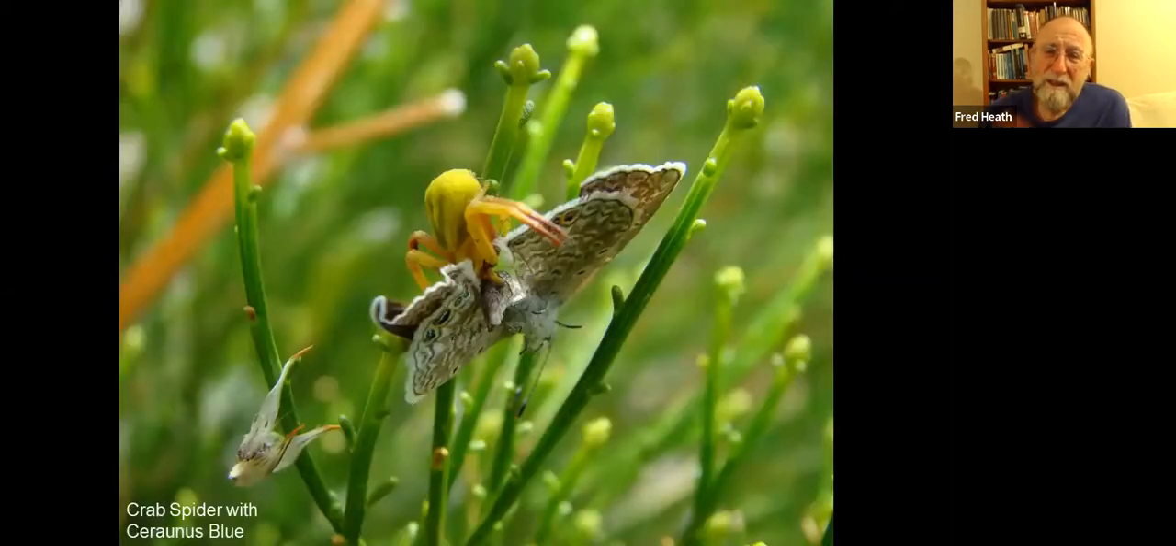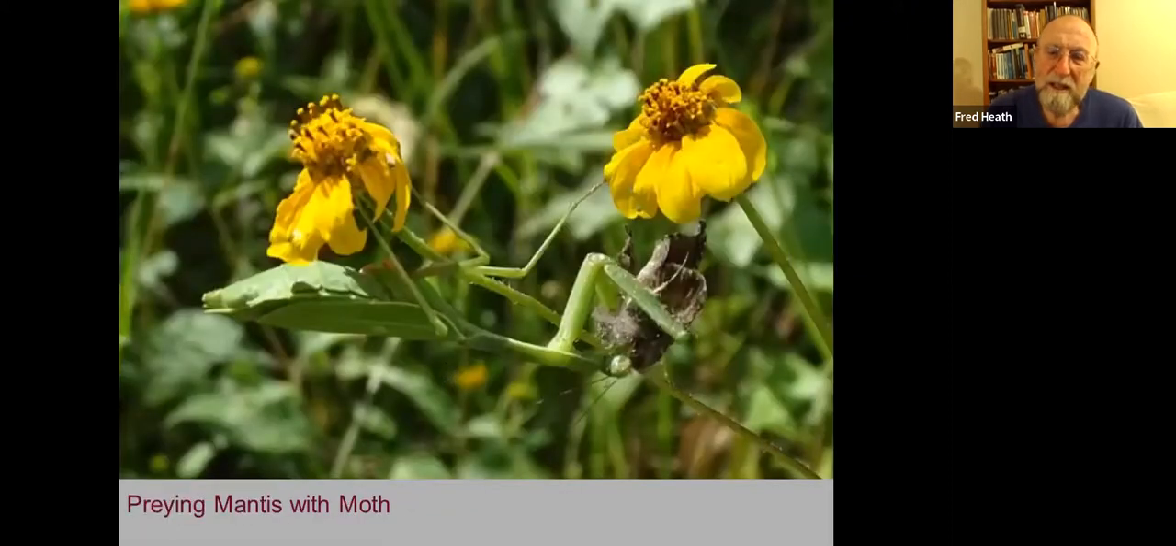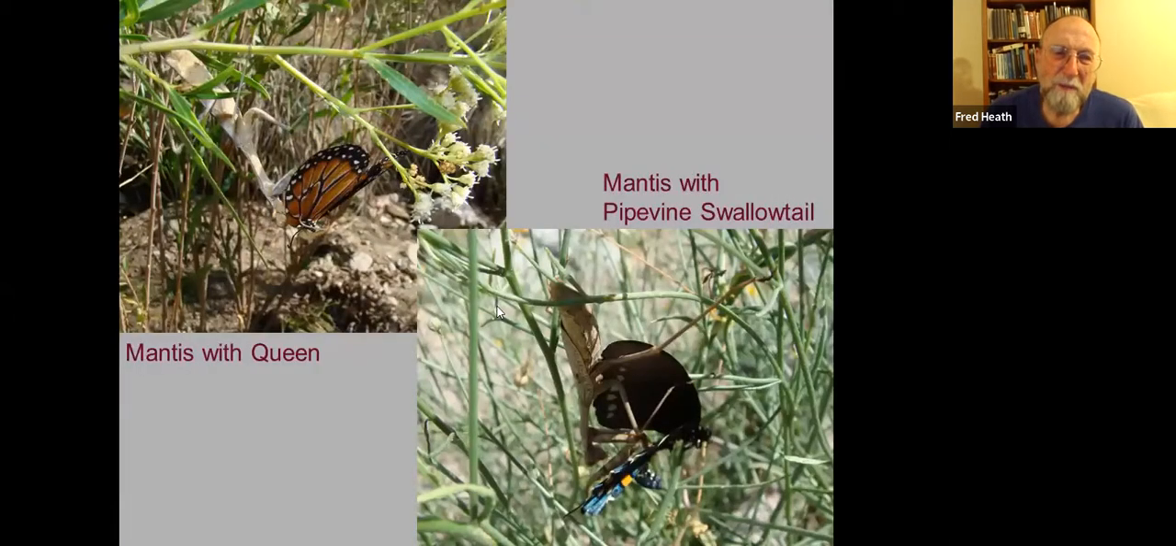And here's a Serranus blue that's been grabbed by a yellow crab spider. You can see his abdomen here really big. It's got itself a snout, or herself. And other things are praying mantis. This particular mantis has found a moth. And praying mantis is interesting to me because this is a praying mantis, this brown one with a queen. And then there's another one with a pipevine swallowtail.